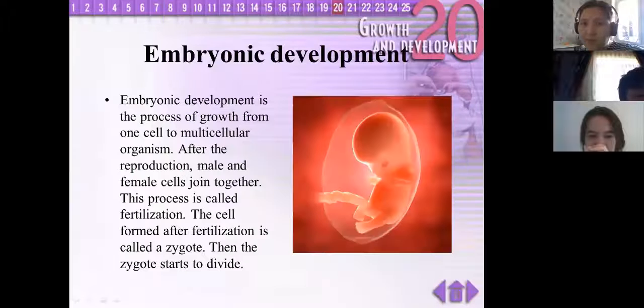Now, embryonic development, how animals develop. So embryonic development is the process of growth from one cell to a multicellular organism.